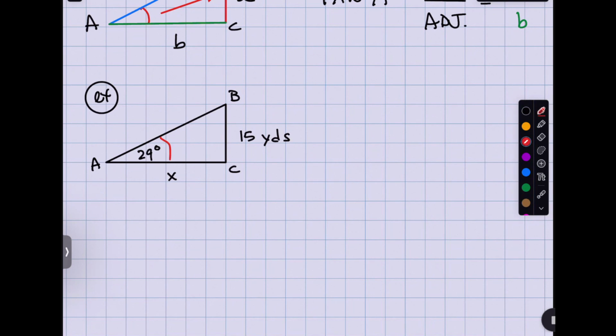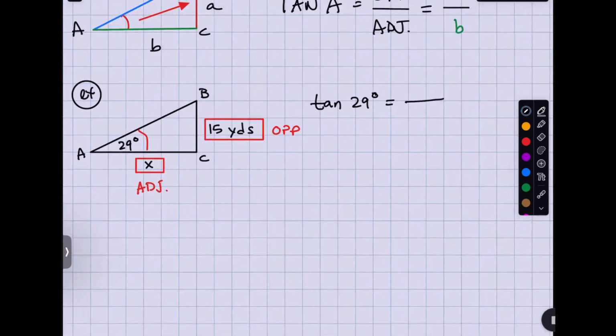What sides are given? This is the opposite. And what is this part? Adjacent. So opposite and adjacent is which trig? Tangent. So I'm going to take the tangent of 29 degrees, and that's going to equal 15 over x.